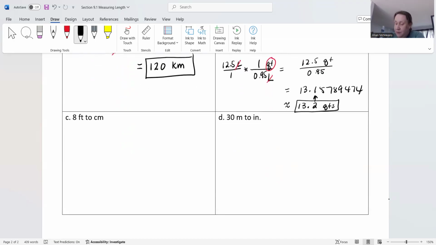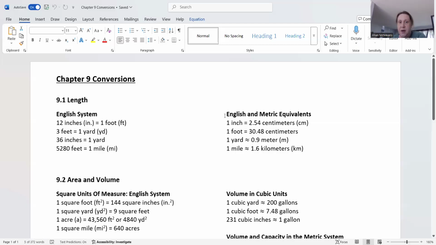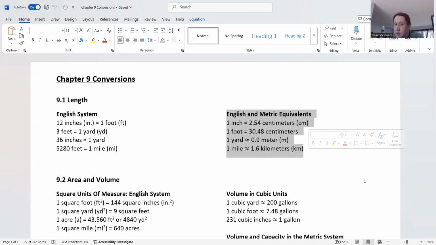So we want to go 8 feet and we want to convert that to centimeters. Okay, so let's go to our conversion sheet. We're back to length again, thank goodness. So we want to look back here at English and metric equivalents for feet and centimeters. I notice I have inches and centimeters, I have feet and centimeters, I have yards and meters, and I have miles and kilometers. Luckily, in this case, we do have a conversion that takes us directly from feet to centimeters.